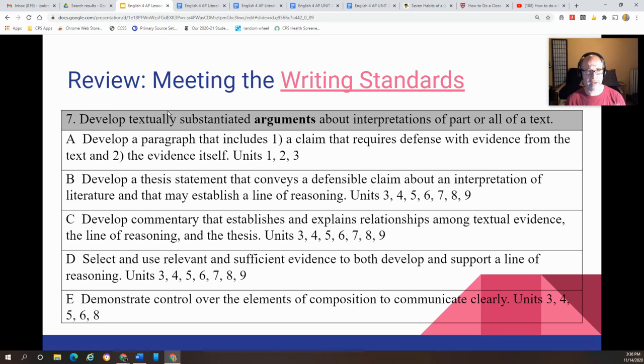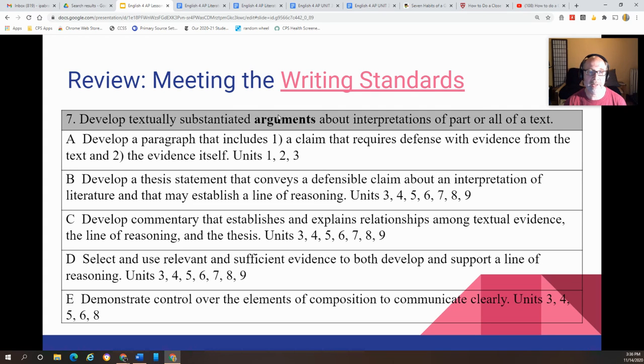So the overall standard for writing is develop textually substantiated arguments about interpretations of part or all of a text. I have done that. The first substandard is develop a paragraph, done that, that includes one, a claim that requires defense with evidence from the text, did that, and two, the evidence itself, three pieces of evidence, okay? So my claim was he is a good king, and then I gave three pieces of evidence.